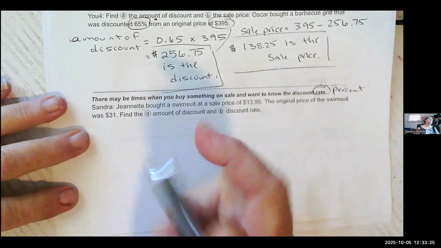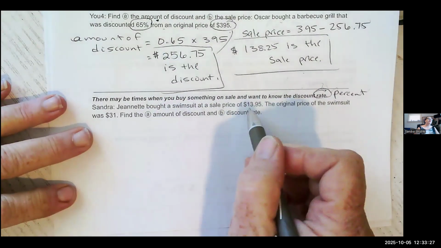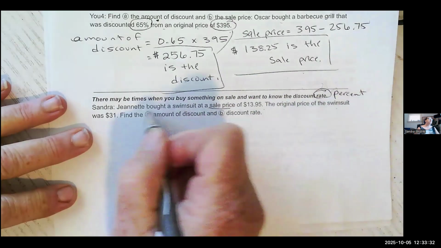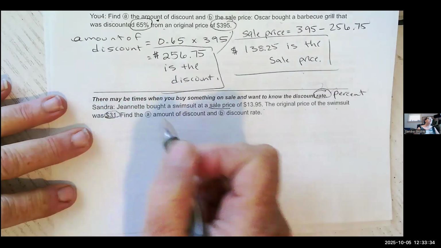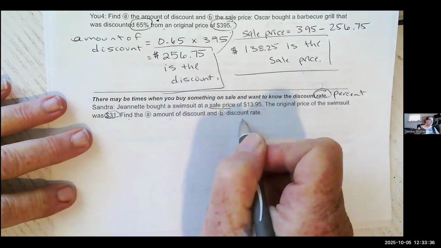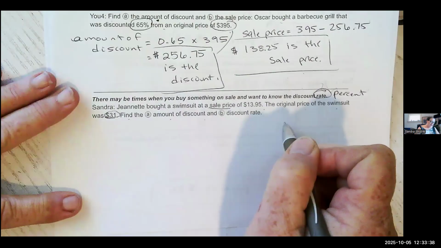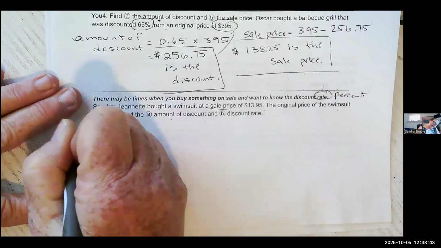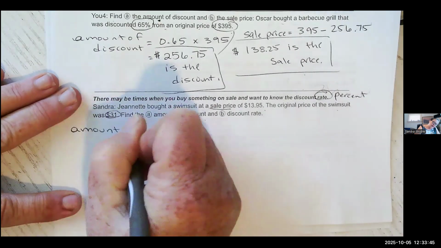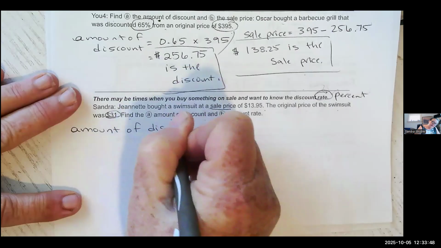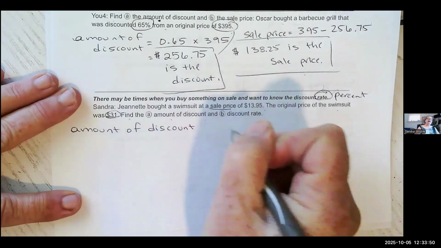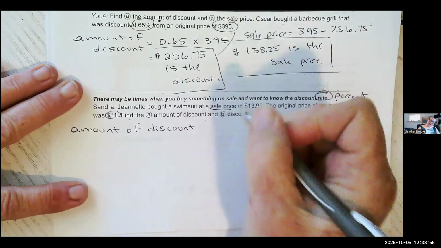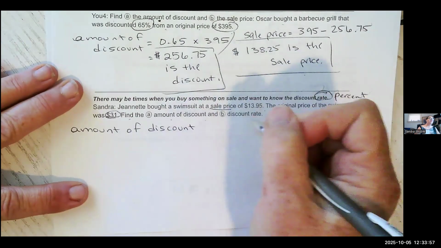All right, so it says Jeanette bought a swimsuit at a sale price of $13.95. So this is the sale price. The original price of the swimsuit was $31. So there's the whole. Find the amount of discount and the discount rate. So the first thing we need to know here is what is the amount of the discount, because we don't know that. Amount of discount. This is also the same thing as absolute change. Okay. So just to let you know that, and relative change, if we want to be honest.